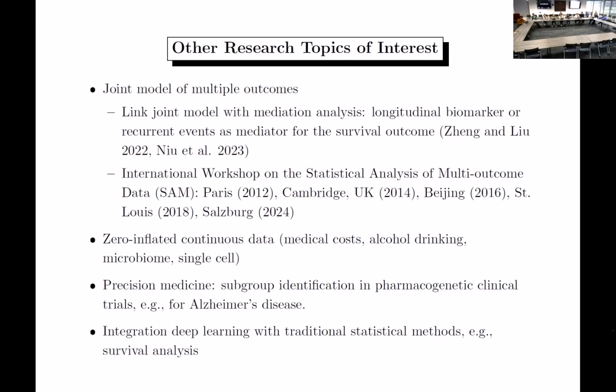I'm also interested in zero-inflated continuous data like medical costs, alcohol drinking, microbiome, and single cell. I'm working on a book on the analysis of medical cost data with my colleague. And then we are interested in precision medicine. Basically, we would like to identify subgroups in pharmacogenetic trials, like Alzheimer's disease pharmaceutical trials. We know most of the Alzheimer's trials failed, with no difference between treatment and placebo. So we think maybe some subgroups have a positive effect and other groups have a negative effect, so when you add up, they cancel each other out and overall there's no effect. So we would like to see whether we can use, for example, an interaction tree-based method to identify those subgroups. Then we can try the medication on those subgroups only, not on the general diseased population.